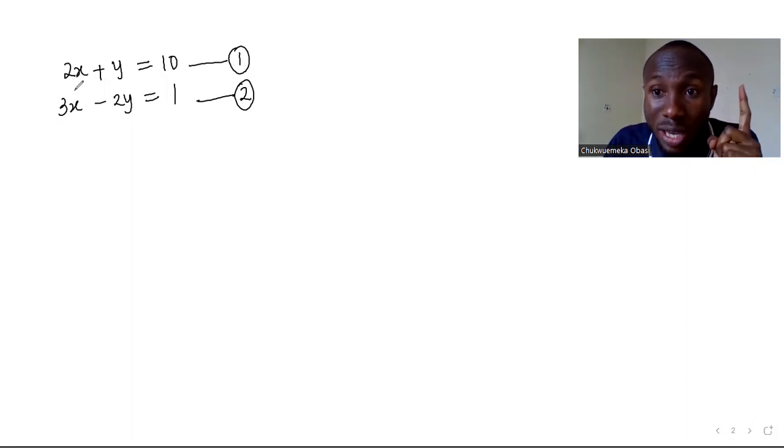Please take note, this is where it's very important you watch. I want to eliminate x. In other words, for me to eliminate x, I need to make them have the same quantities. I need to make them have the same quantities. So there you get it now.